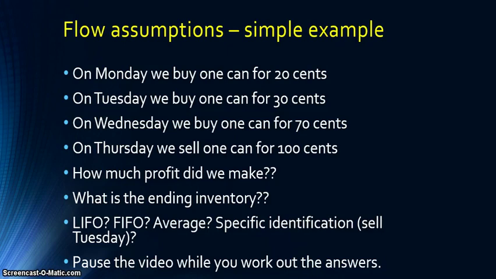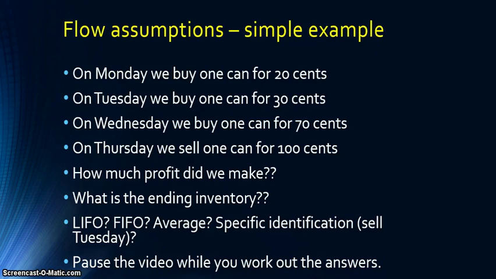Did you pause it? Okay, good. So therefore, if we assume LIFO, last in, first out, the one that we sell is the Wednesday one. So therefore, we would make a profit of 30 cents. If we assume FIFO, we would be selling first in, first out. We'd be selling the Monday one, which costs 20 cents. We sell it for 100 cents still, so therefore we're making a profit of 80 cents.